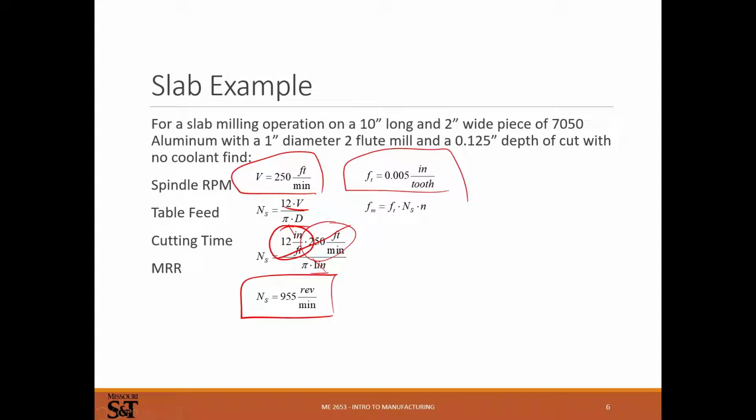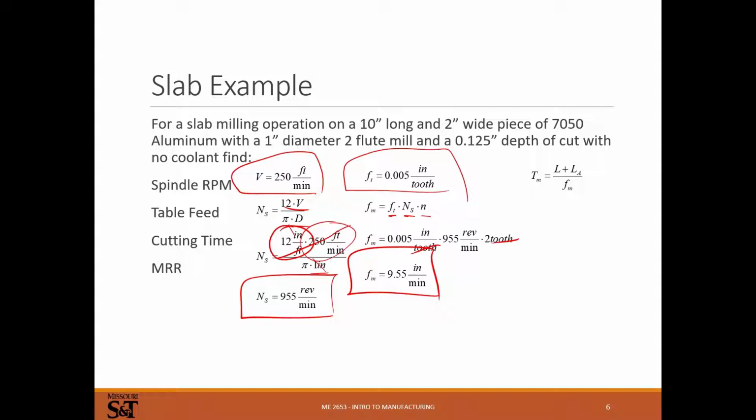All right, now we need to calculate our table feed. This is how fast we're going to try to move our table by hand or with our servo if we're doing it on a CNC machine. Feed per tooth, spindle RPM, number of teeth per cutter. We're doing a 2-flute end mill, which is pretty common on aluminum. So 5 thousandths per tooth, 955 revs per minute, 2 teeth. You see here that teeth cancel out, and I get inches per minute, which is what I want, and it's 9.55 inches per minute, which is a reasonable feed rate. So that's my target feed rate here.